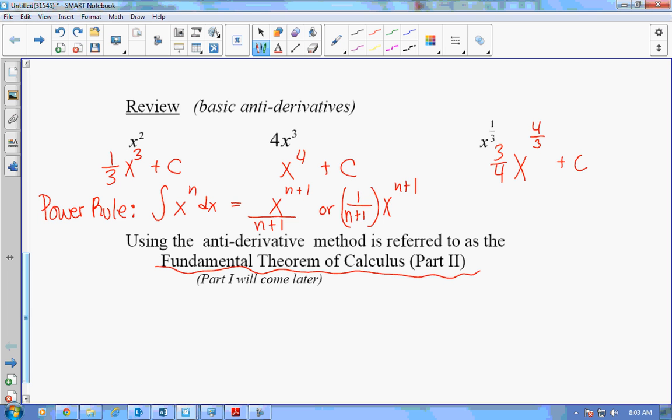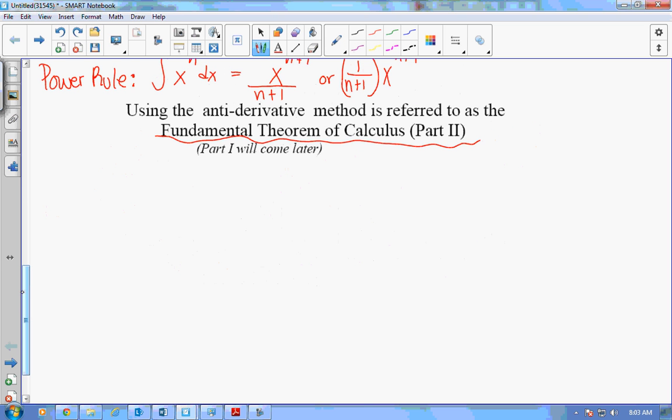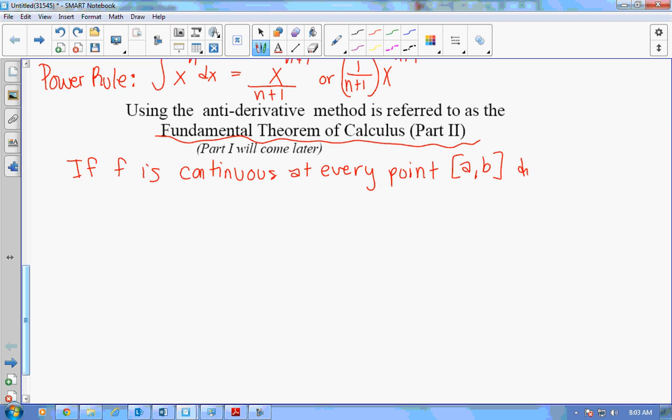Fundamental theorem of calculus. Here are the stipulations: if f is continuous at every point on the closed interval a to b, and, now, I talked about last time the difference between little f and big F. This one has to be little f. When we integrate, we get big F.